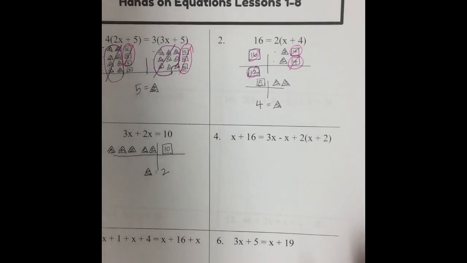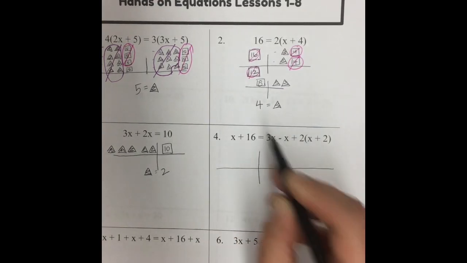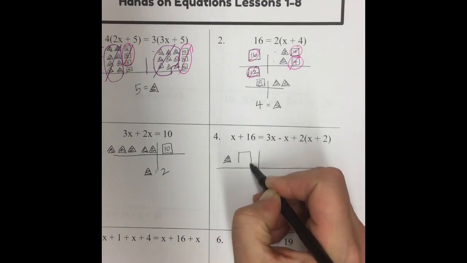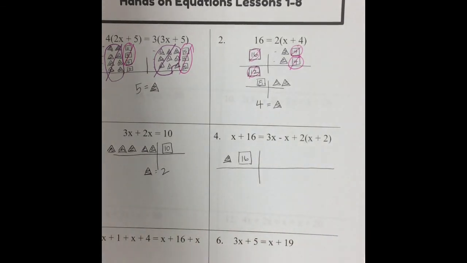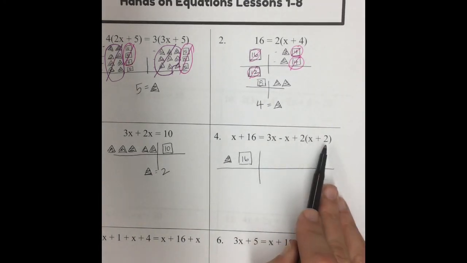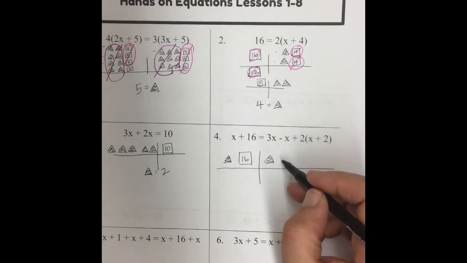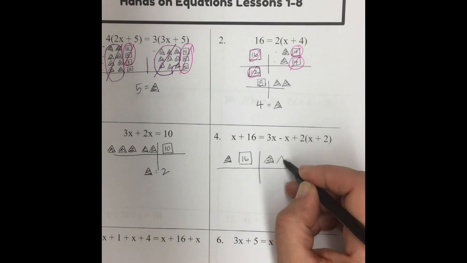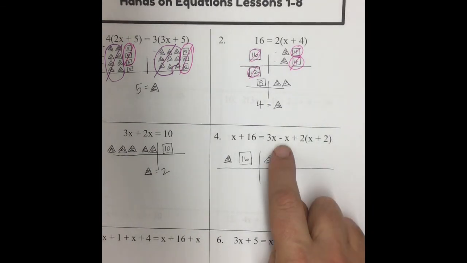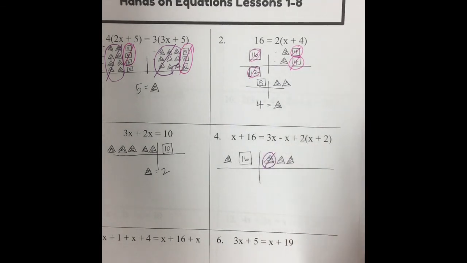Okay, number 4 has a little bit more to it, so let's talk that one through a little more slowly. Number 4 on the left side is pretty simple. I have an x and I have 16. On the right side, I'm going to just read left to right and follow all my instructions. I've got 3 x's and then I'm instructed to take away one of those x's. So I'm just going to go ahead and cross it off.